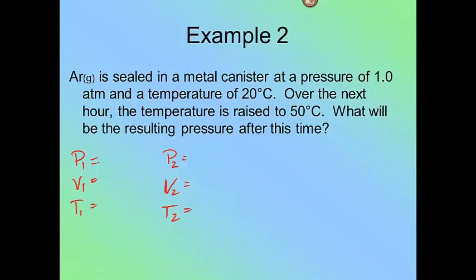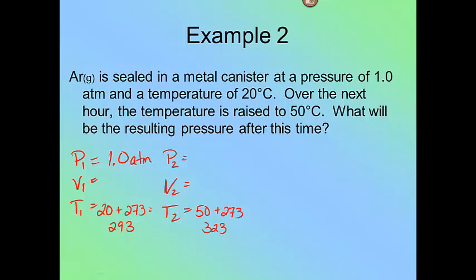Now you'll notice that they gave me pressure at 1 atmosphere. So I fill that in. They gave me a temperature of 20 degrees Celsius. I'm going to add 273 to it to get 293. And it says over the next hour, don't care about time, the temperature is raised to 50 degrees Celsius. So my new temperature is 50 degrees Celsius, plus 273 is 323.